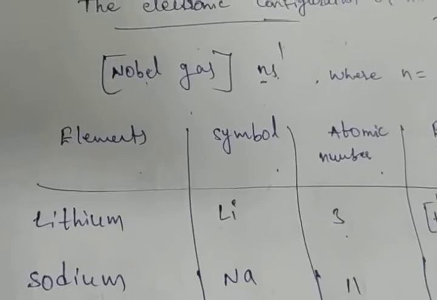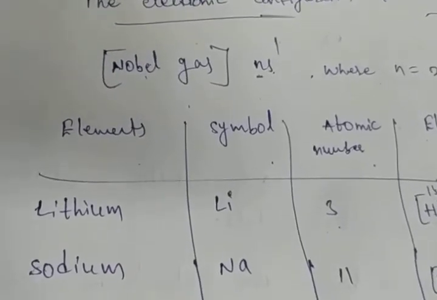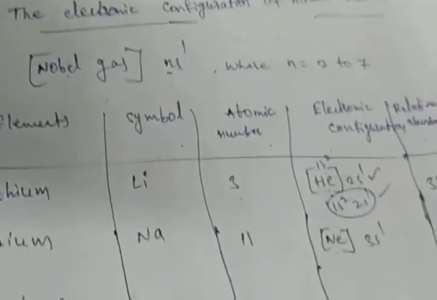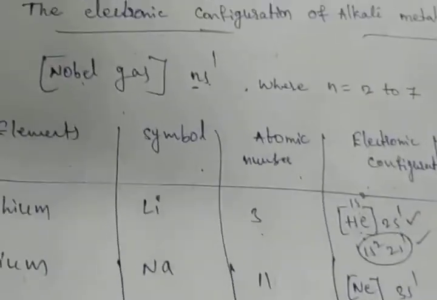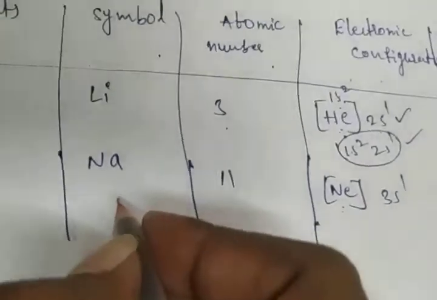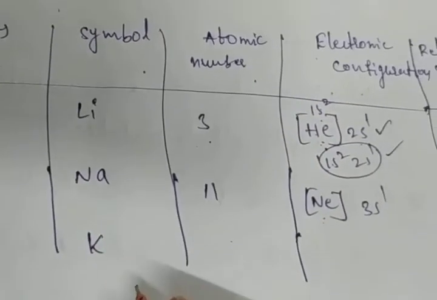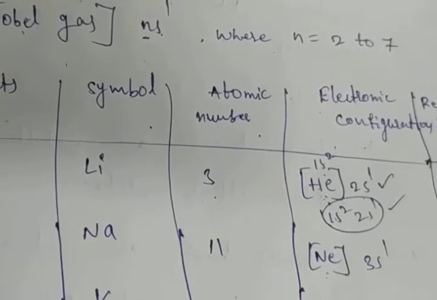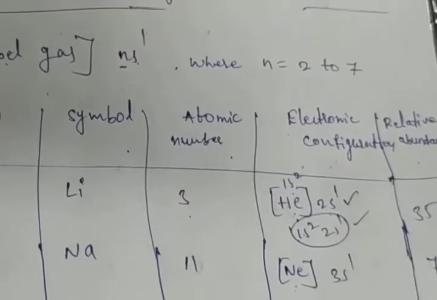Next after sodium is potassium. Potassium symbol is K. Atomic number of potassium is 19.